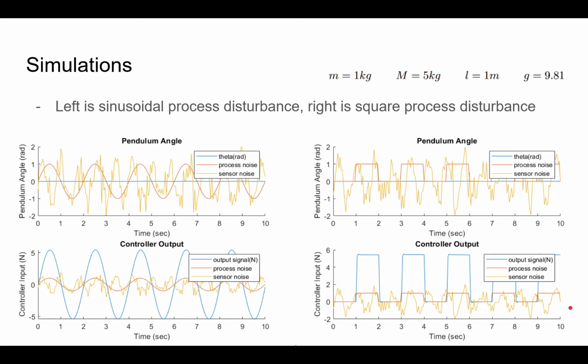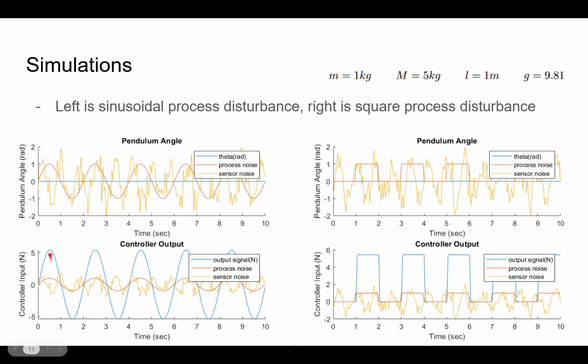For the simulations, up in the top right, these are the constants I chose for my variables. And here are my results. So yellow is the sensor noise, has no real unit. Orange is my process noise, it's in newtons. I have a sinusoid signal on the left and a square signal on the right. And in blue is my pendulum angle, stays pretty constant at 0. And on the bottom is my controller output.